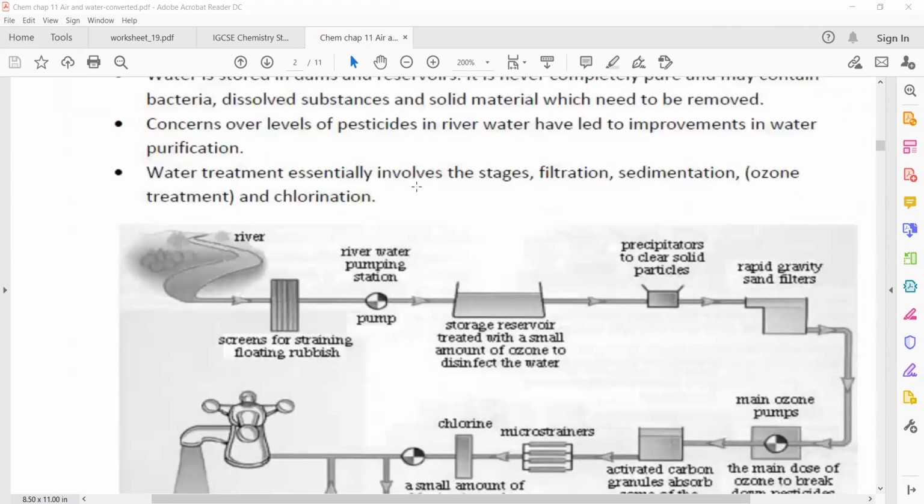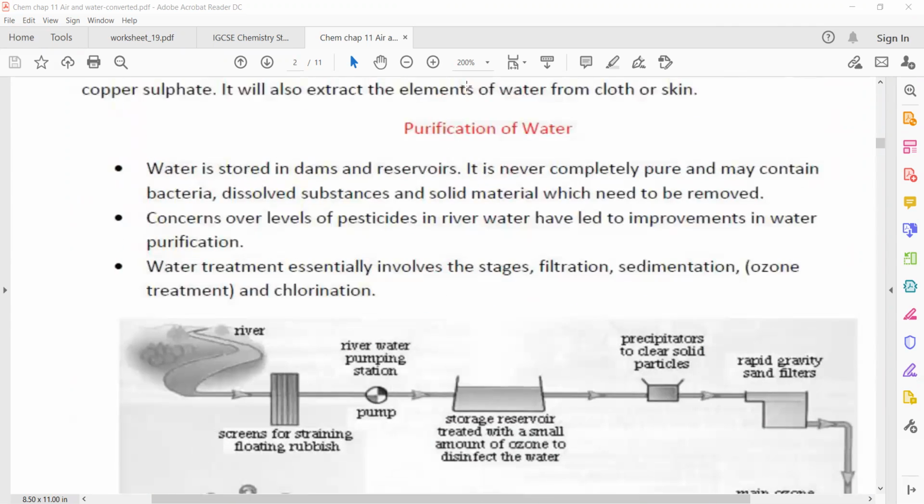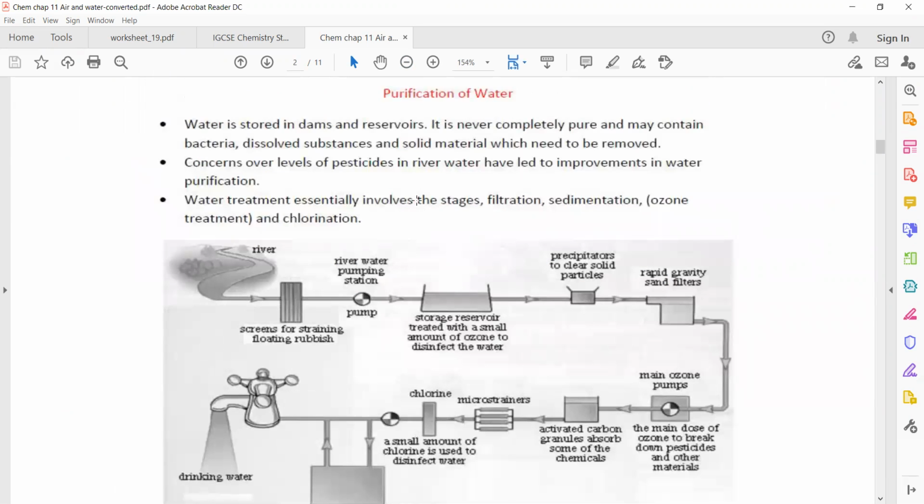Then the purification of the water. The process, how we purify the water. So first thing, we store the water in the dam and reservoirs, like the flowing water of a river. We stop this flow and we store the water in the dams and reservoirs. And this water is not pure water, it contains dissolved impurities as well as insoluble impurities.